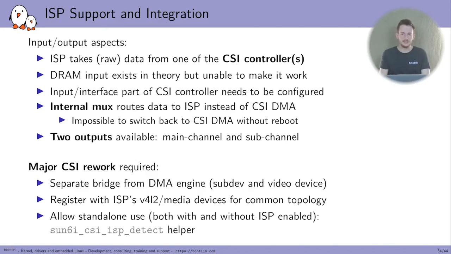Like I was saying, adding support for the ISP required some rework of the CSI, to separate the DMA engine from the more common logic that we need to keep. But there was also the difficulty of attaching the CSI controller to the V4L2 and media devices registered by the ISP driver when the ISP is available. When the ISP is not available, we still wanted the CSI controller to register its own V4L2 and media devices. So there are basically two code paths that are a little bit different to handle these two different situations. And we have a helper designed to detect if the ISP is available or not.